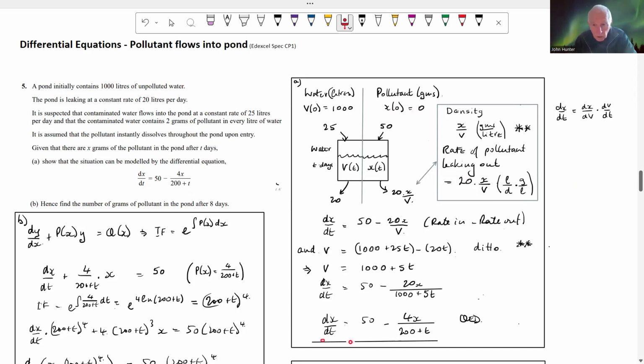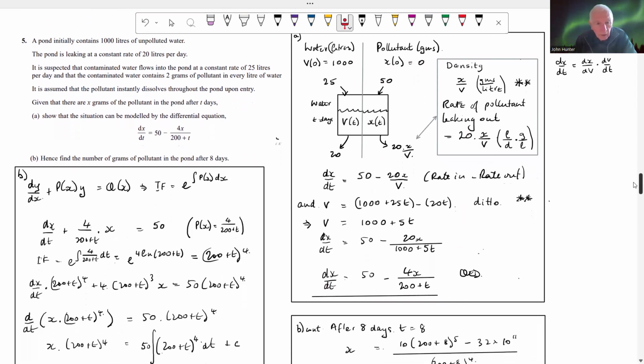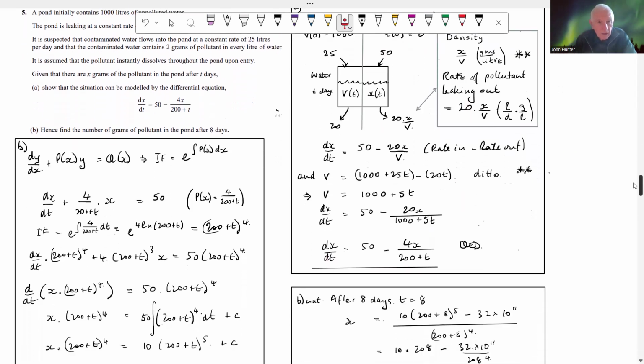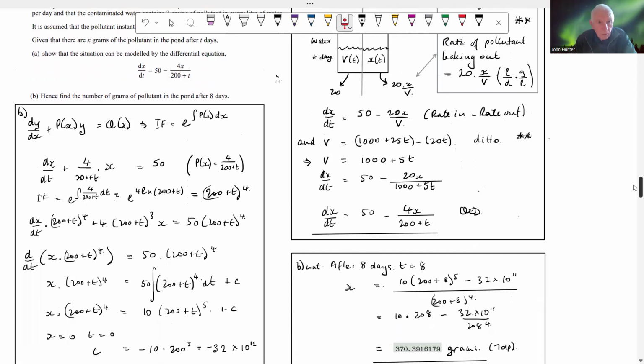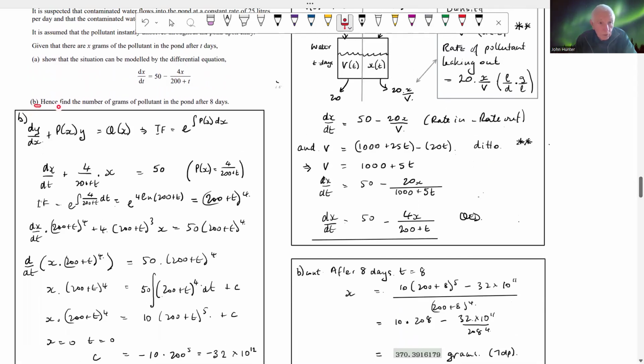Now we've got our differential equation, arguably the hard part. We now have to find the number of grams of pollutant in the pond after 8 days. So we want our relationship between x and t. In other words, we're going to have to solve our differential equation to get a relationship between x and t.